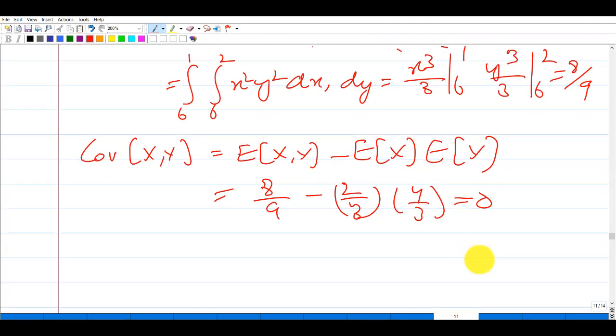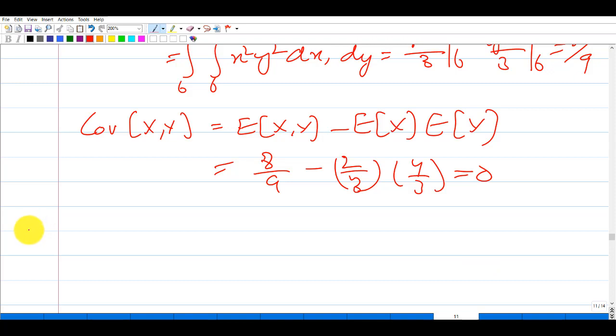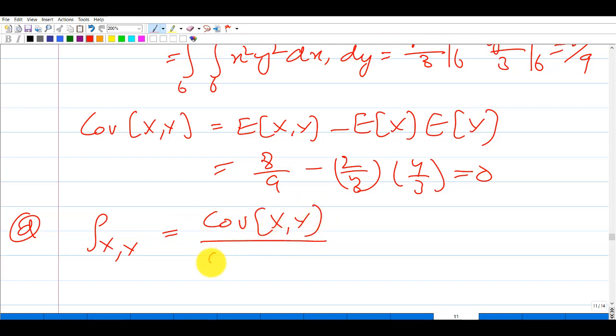Similarly, the last part says to find the correlation coefficient. We know that the correlation coefficient is covariance of xy divided by standard deviation of x times standard deviation of y. So this is 0. I hope you have understood all these, and we will continue in our next lecture.